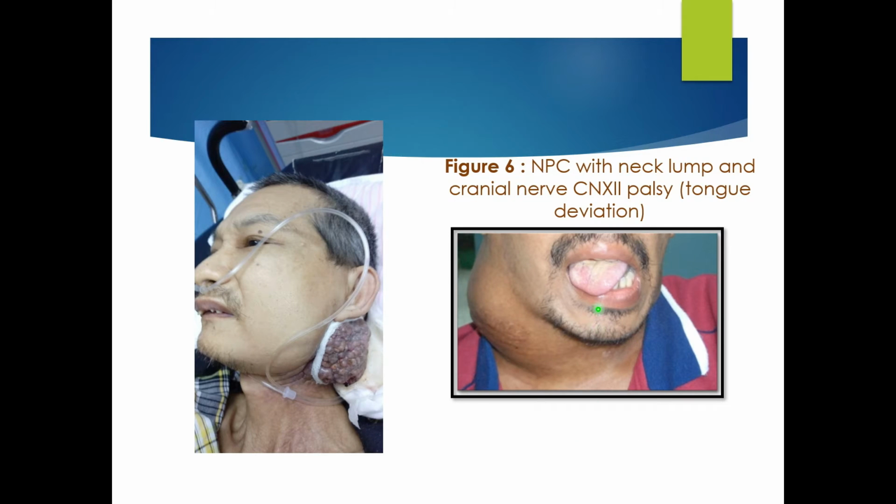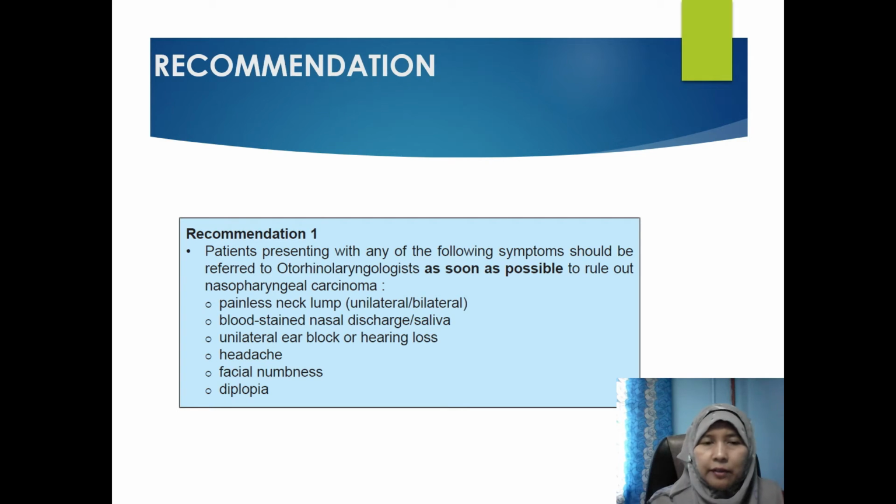This picture shows right hypoglossal nerve involvement, so when patient protrudes his tongue, it will be deviated to the right. See the right sided neck lump. And this picture shows fungating cervical metastasis. So as recommendation, you should refer patients to ENT as soon as possible if they have symptoms such as painless neck lump, blood-stained nasal discharge or saliva, unilateral ear block or hearing loss, unexplained headache, facial numbness, and diplopia.